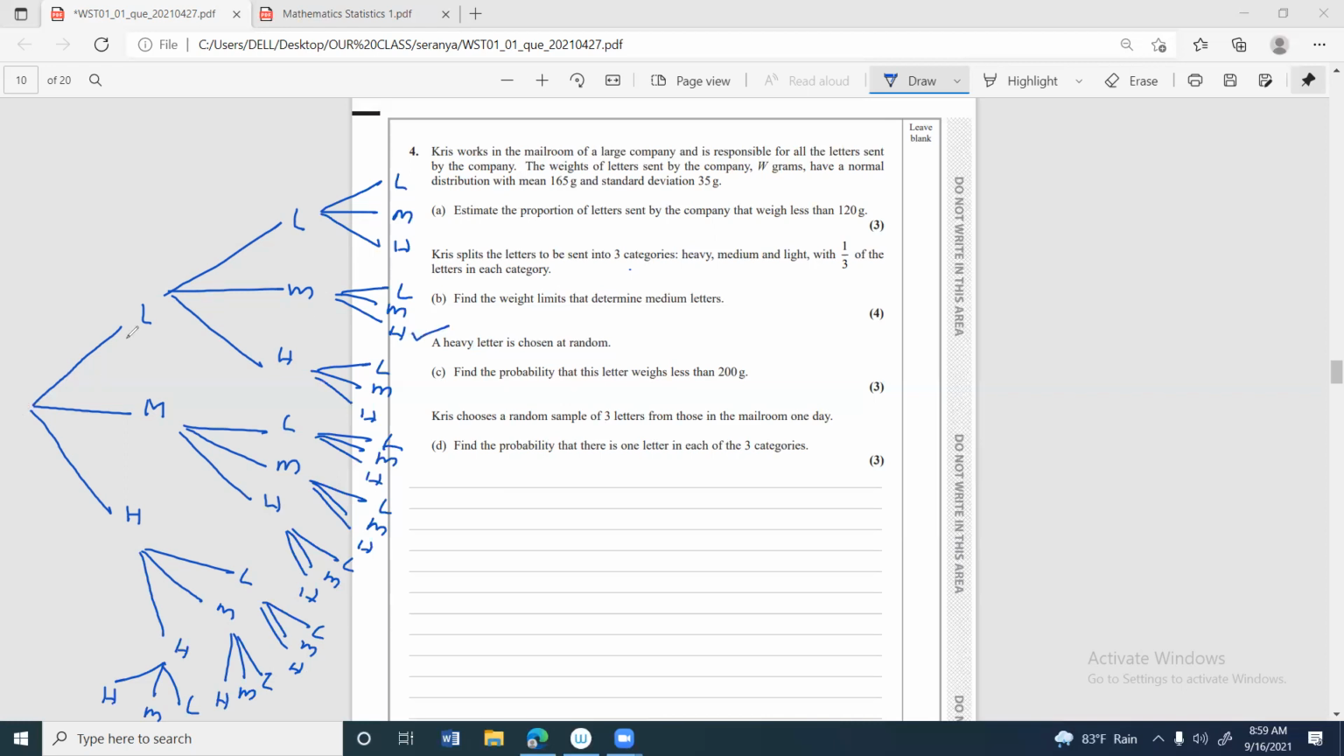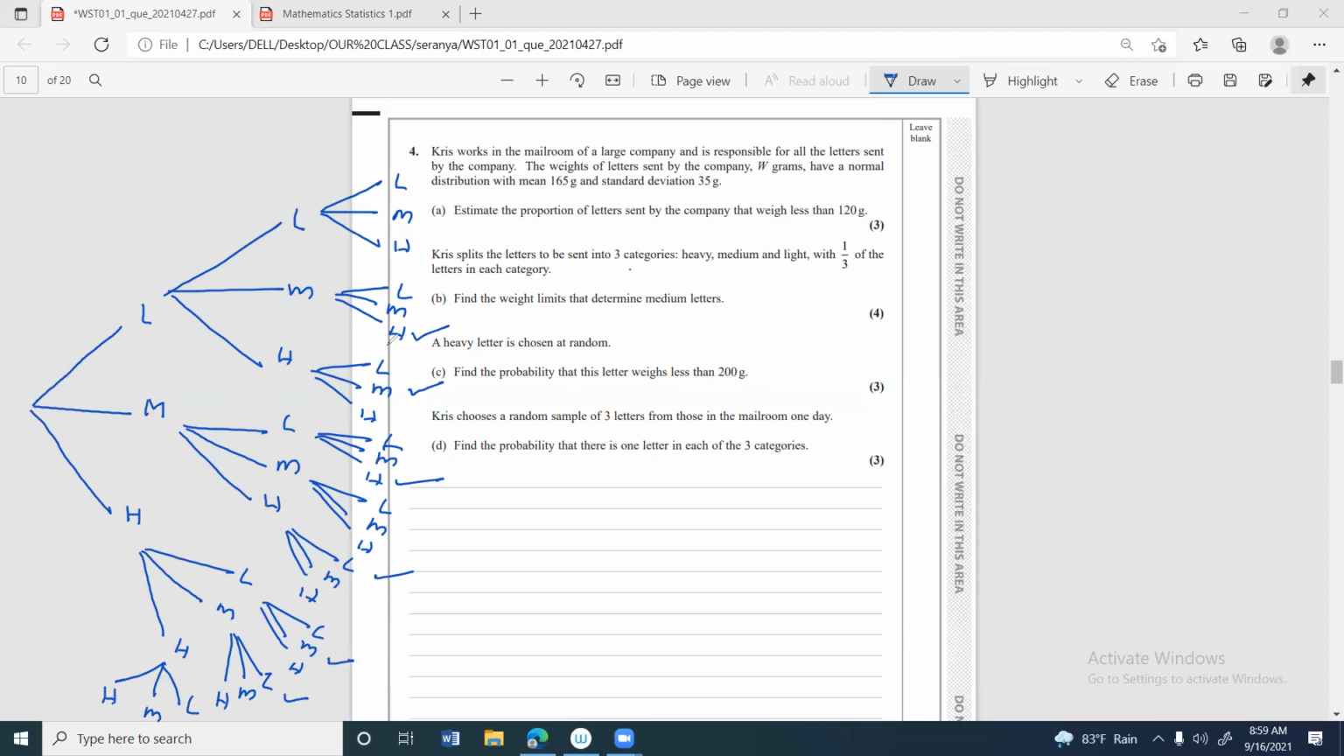Then light, heavy, and medium, all in 3 categories. The next one is light, heavy, and heavy. You can't get it. Medium, light, and heavy. Medium, medium cannot. Medium, heavy, and light. So the second combination: heavy, light, medium; heavy, medium, light; heavy, heavy, you cannot count.